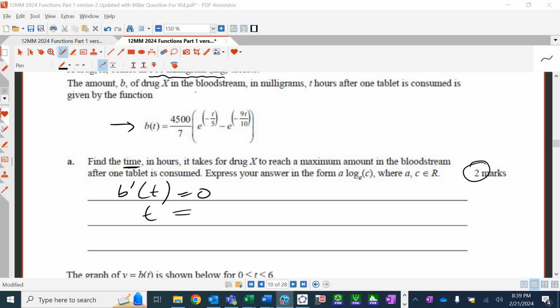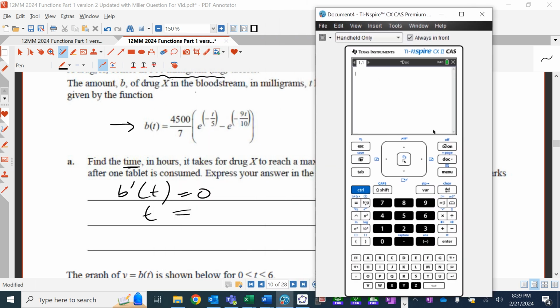All right, so I'll swing in the calculator and run the definition. So menu 1 for define. F of, I'll do b of t equals 4,500 over 7 times open brackets. Now remember to go to e, as in e to the x, not e from here. And we've got e to the negative t on 5, take away e to the negative 9t over 10. Right, I think that looks good. Okay, well, we'll find out in a second.